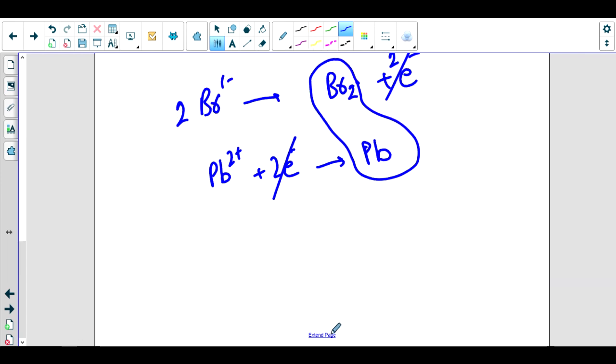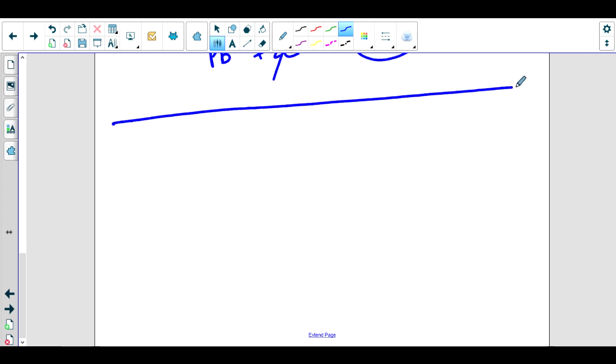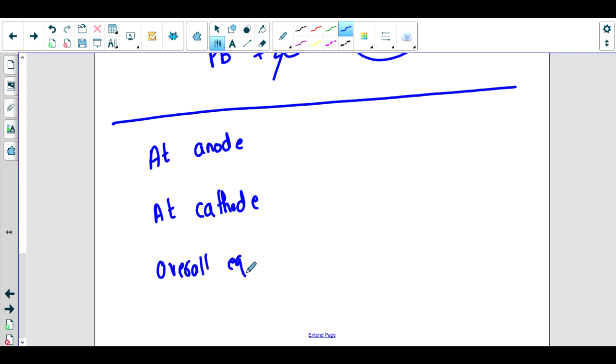In this electrolysis question, the most important thing is that you must write what happens at anode, what happens at cathode, like the equation, and the last thing is what is the overall equation. These three things you must write to solve. That was all about this question. If you have electrolysis of molten salt, you just follow the same steps, you get the answer.